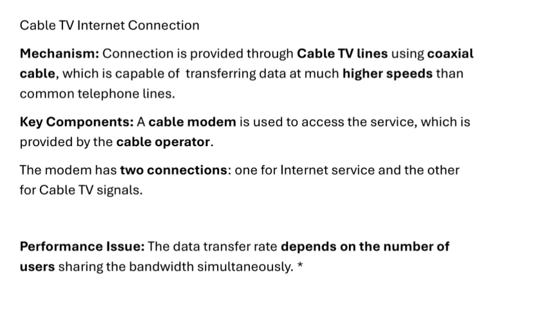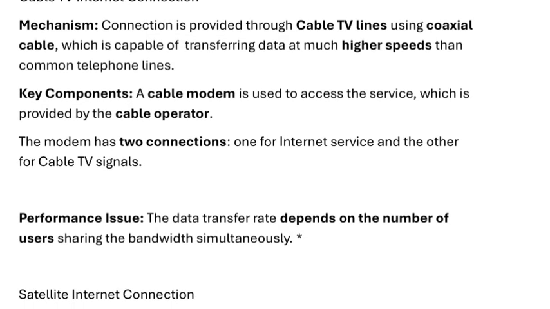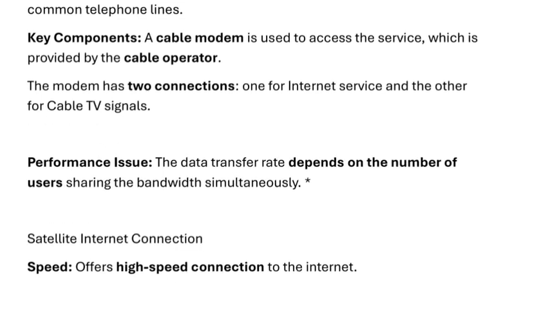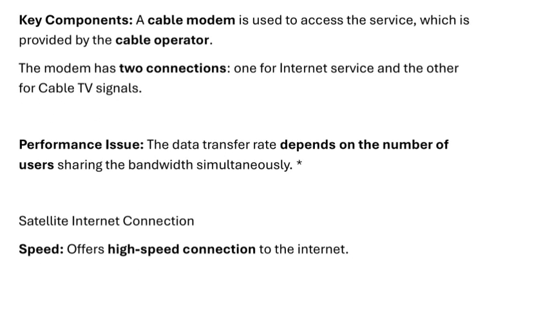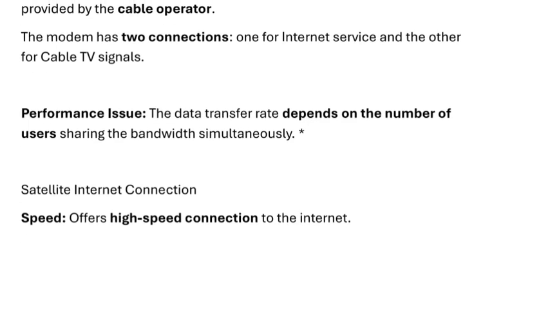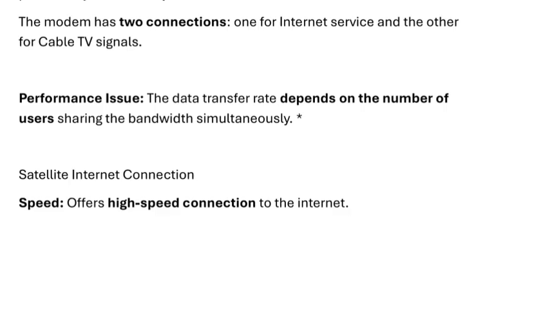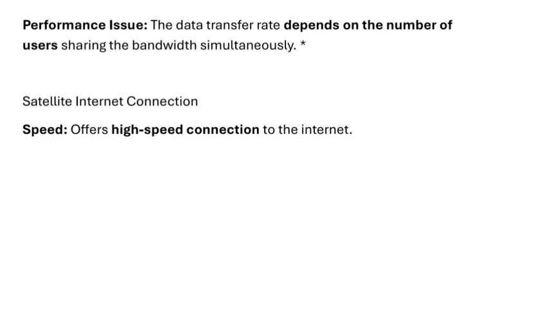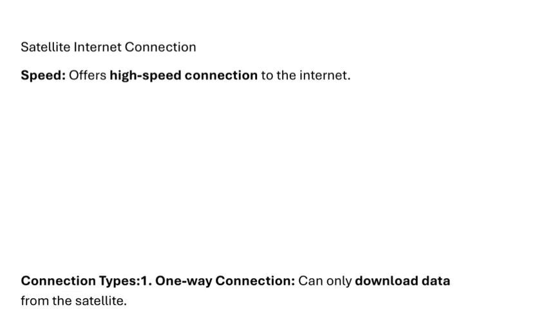Cable TV Internet Connection Mechanism. Connection is provided through cable TV lines using coaxial cable, which is capable of transferring data at much higher speeds than common telephone lines. Key components: a cable modem is used to access the service, which is provided by the cable operator. The modem has 2 connections, one for internet service and the other for cable TV signals. Performance issue: the data transfer rate depends on the number of users sharing the bandwidth simultaneously.